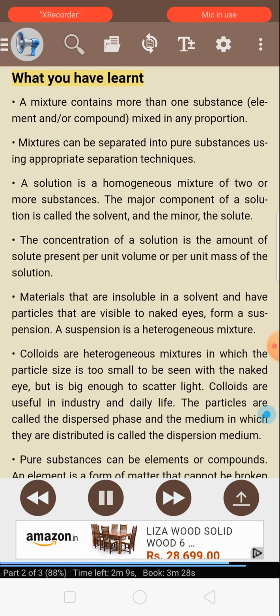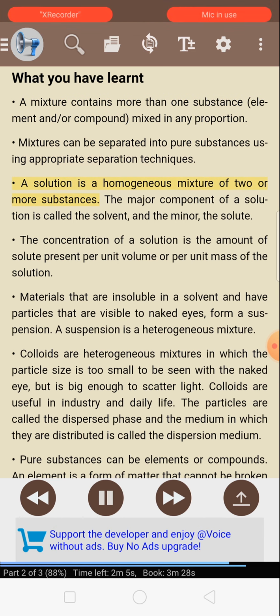What you have learned: a mixture contains more than one substance, element, and/or compound mixed in any proportion. Mixtures can be separated into pure substances using appropriate separation techniques. A solution is a homogeneous mixture of 2 or more substances. The major component of a solution is called the solvent, and the minor, the solute. The concentration of a solution is the amount of solute present per unit volume or per unit mass of the solution.